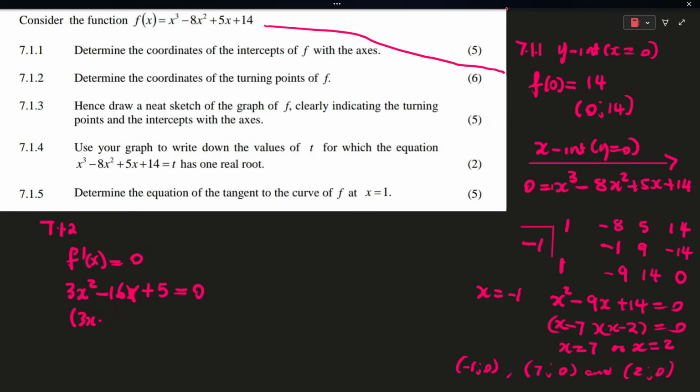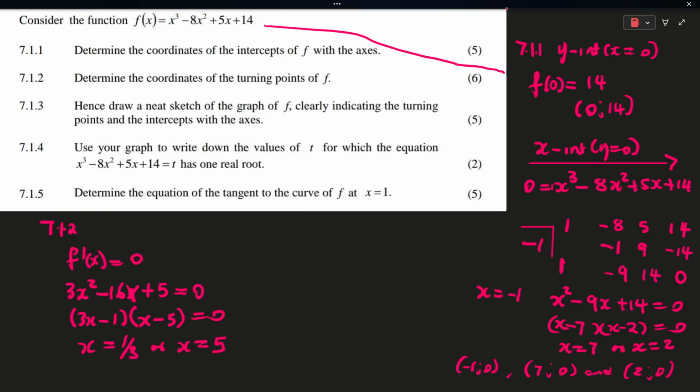When you factorize this, what do you have? I see it's 3x minus 1, and then this should be x minus 5. It's equal to 0. So the value of x is 1 over 3, or x is equal to 5. Those are the x values of the turning points.